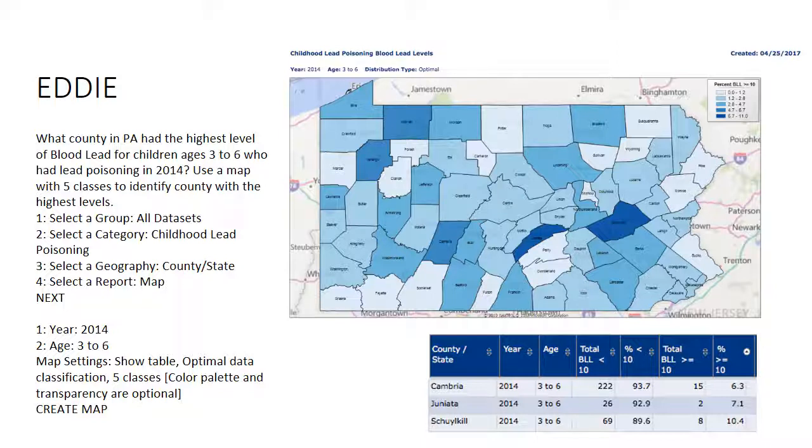So here you can see that Cambria had the highest levels of blood lead levels greater than or equal to 10. So that's how you would answer that question.